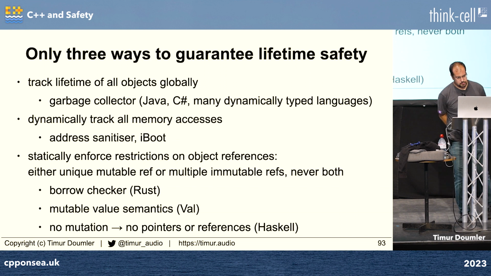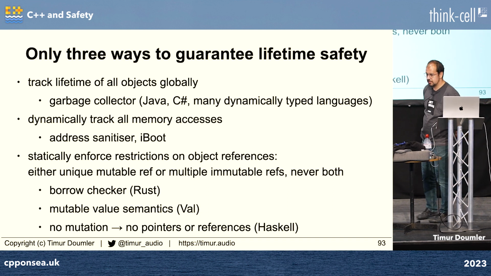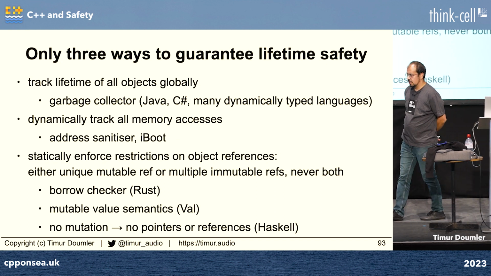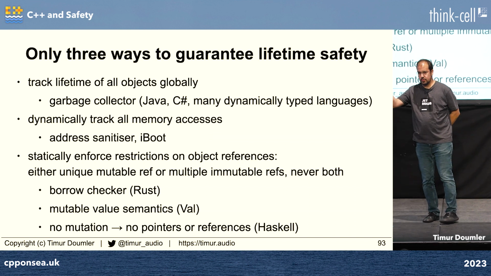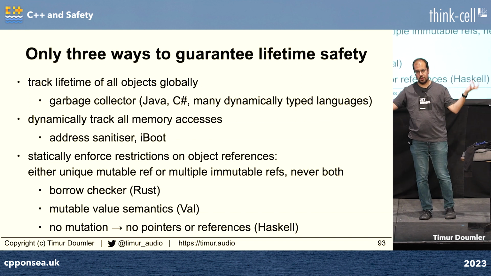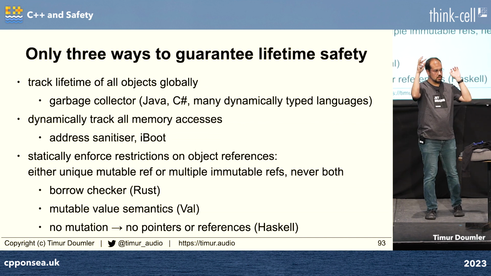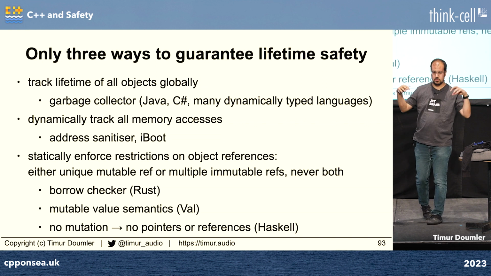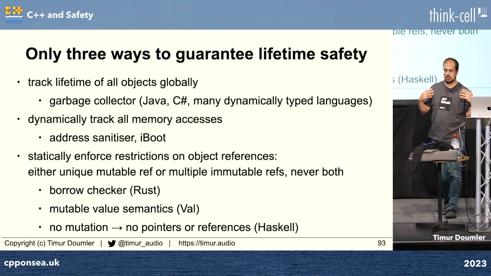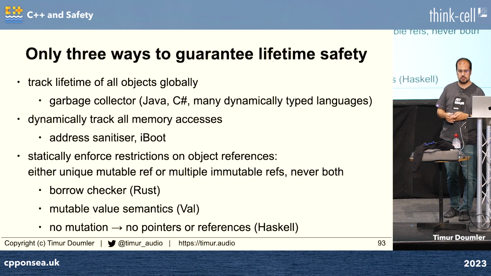And then the third option is to statically enforce restrictions on object references by the way the language is constructed, right? By construction. What you want is to allow only ever either one mutable reference to an object, or one or more immutable references to an object, but never both at the same time. So you can never have two mutable references, or mutable and immutable references together. If you have a language that just doesn't allow you to do that, then you can also guarantee lifetime safety. Rust does that famously with its borrow checker. That's exactly what it ensures.